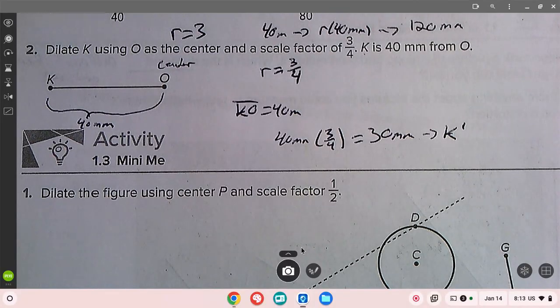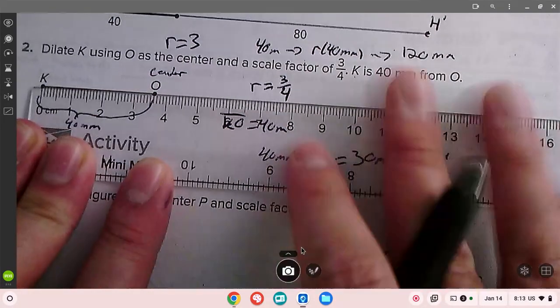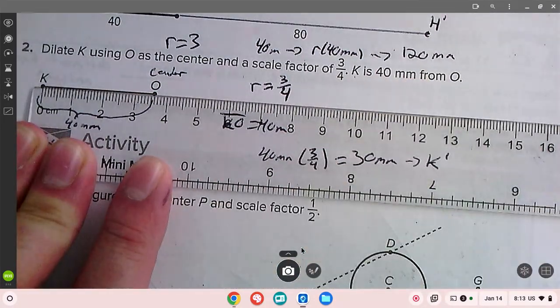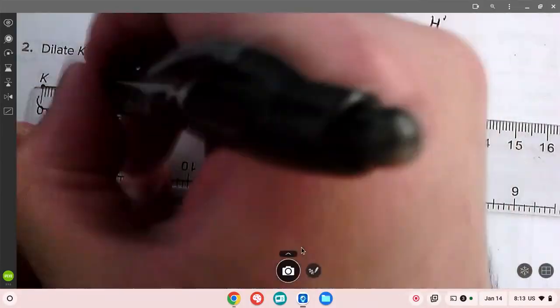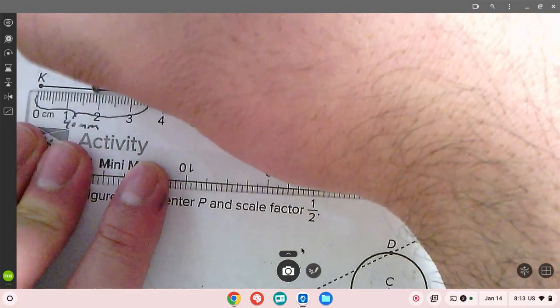Well, if I'm looking at my scale drawing, it's not 40 millimeters, right? So how can I split up my line to evenly split it into fourths? You want to get a quarter. We can split it in half and then split the halves into halves. So I have 3.5 here. 3.5 divided by 2 is 1.75. So about right here is my halfway point.